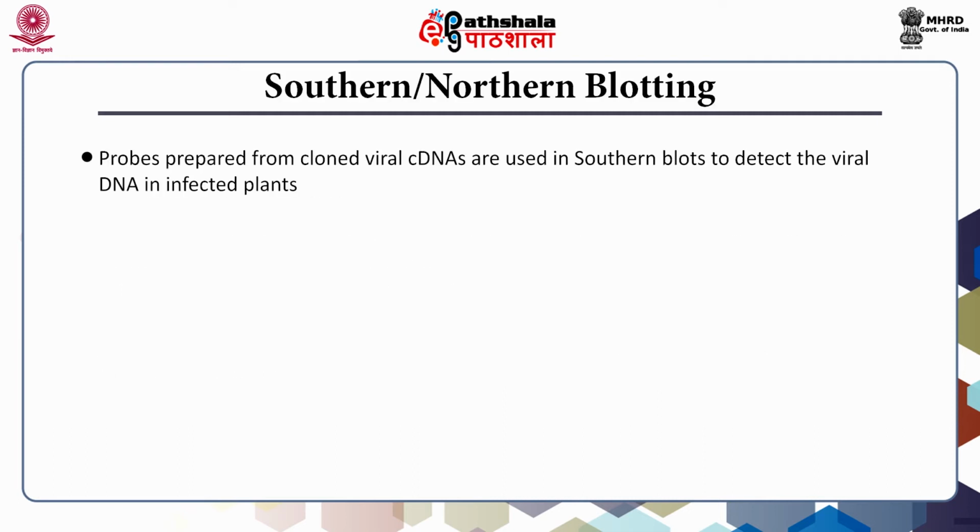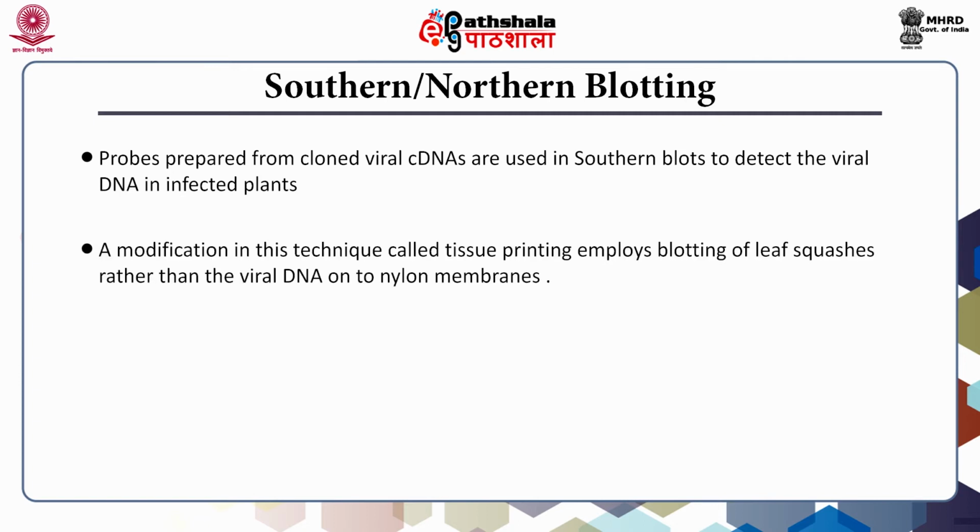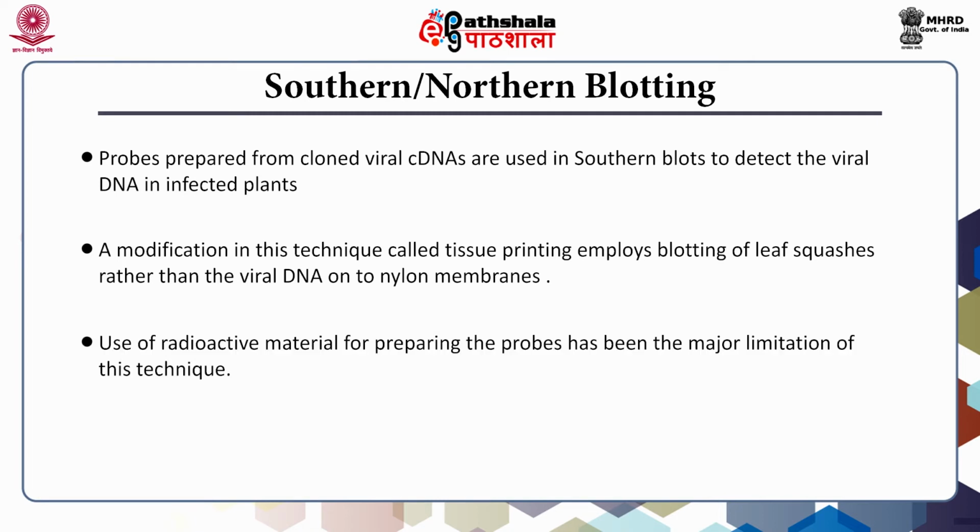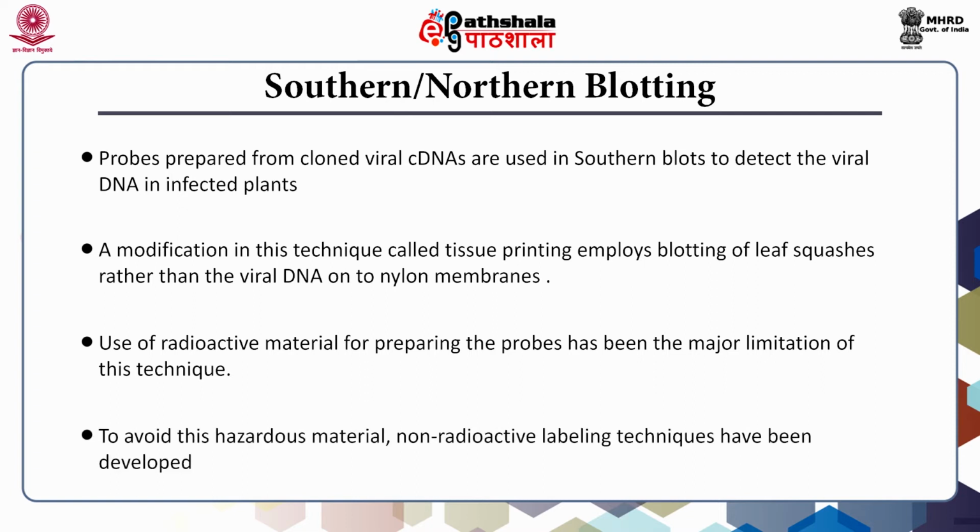Probes prepared from cloned viral cDNAs are used in the Southern blots to detect the viral DNA in the infected plants. A modification in this technique is called tissue printing. It employs blotting of leaf squashes rather than the viral DNA to the nylon membrane directly. Now, the use of radioactive material for preparing the probe has been the major limitation of this technique. So, to avoid this hazardous material, non-radioactive labeling techniques have been developed.